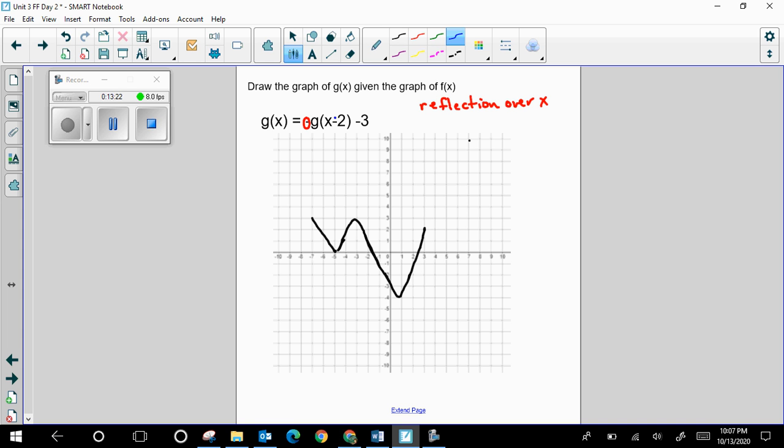This minus 2 in here is going to shift right 2. And you'll get used to that because this unit is pretty much all about transformations. And then this negative 3 on the outside is down 3.